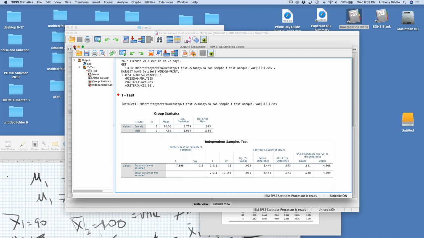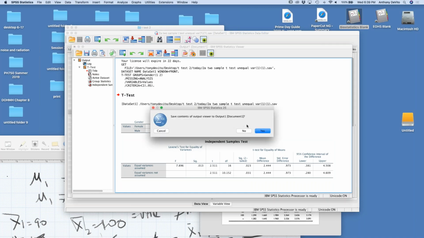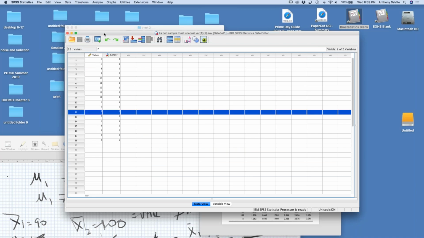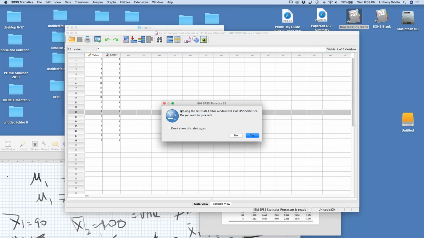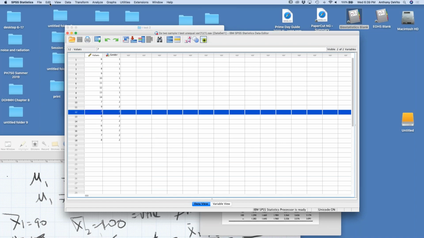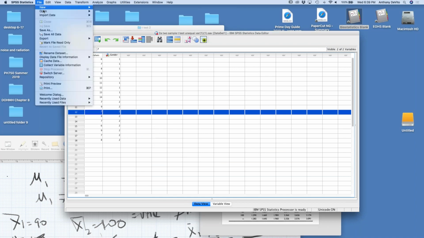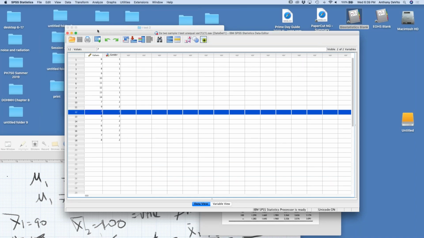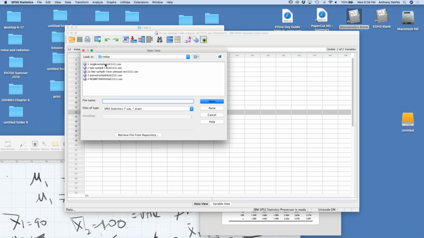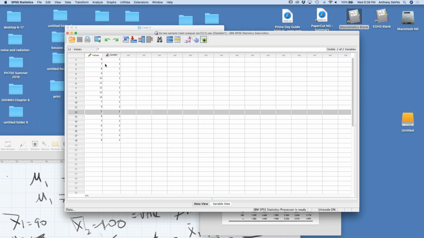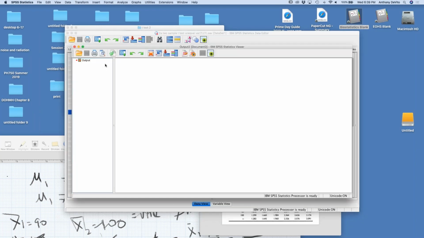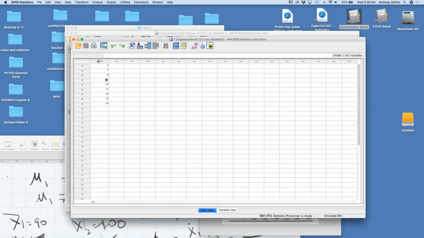Now your question might be, what if you want to compare a single sample? How do you use this for a single sample t-test? Well, in a single sample t-test, you only have a sample for one of the two populations. Here's a sample for one of the two populations.